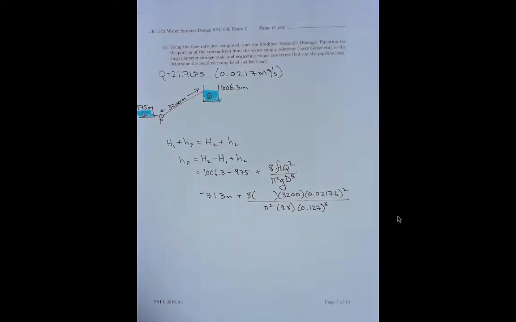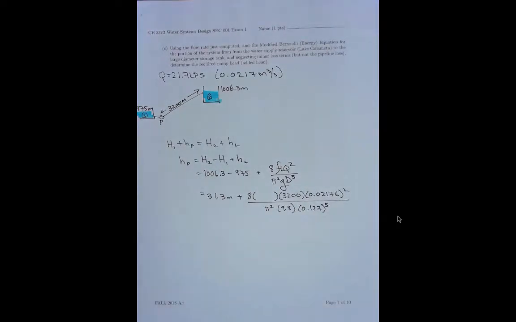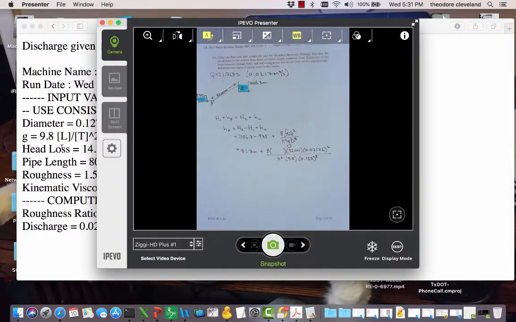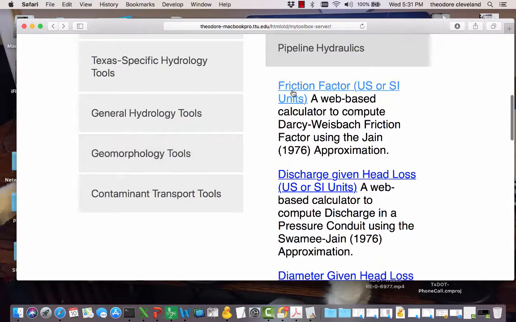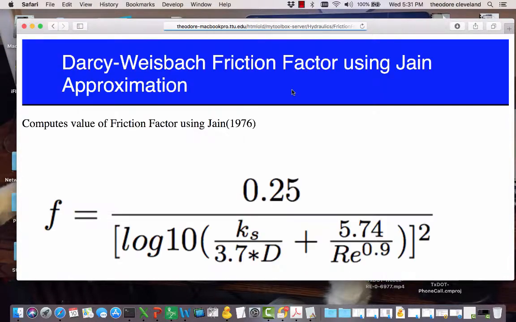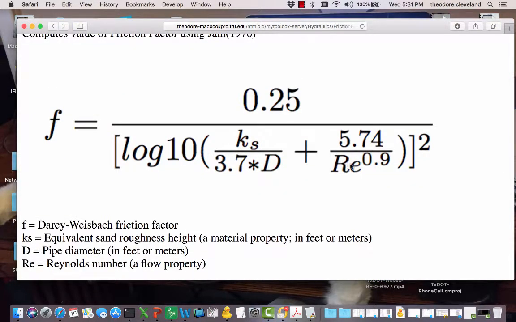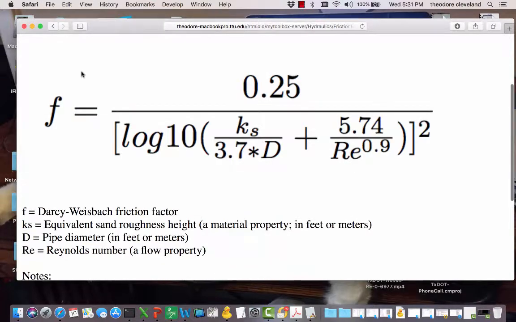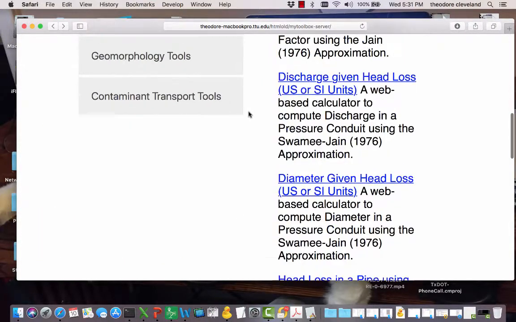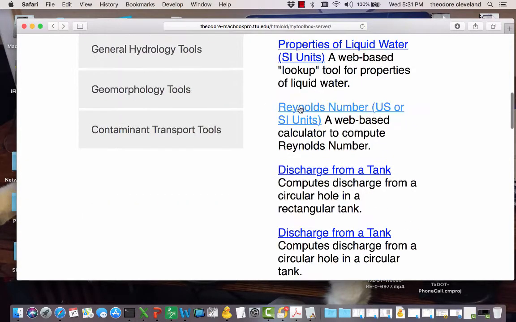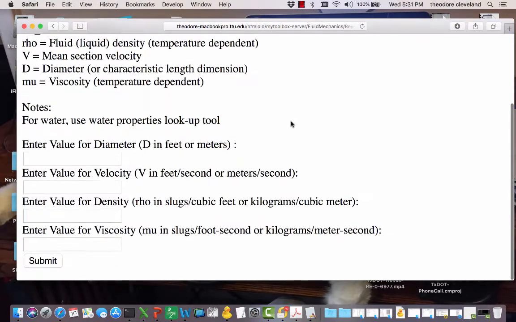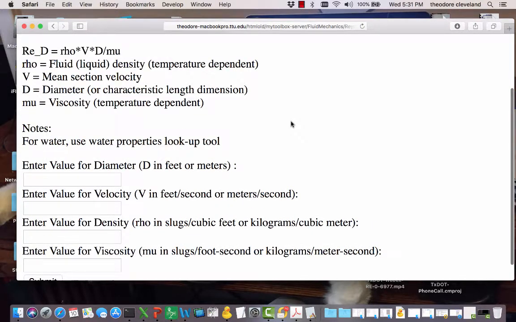So let's see what we can do to get this friction factor. We do have a web-based friction factor calculator. To use it, we need to know the Reynolds number. We have a Reynolds number calculator that works in velocity, and so we're going to need to compute the velocity in meters per second.